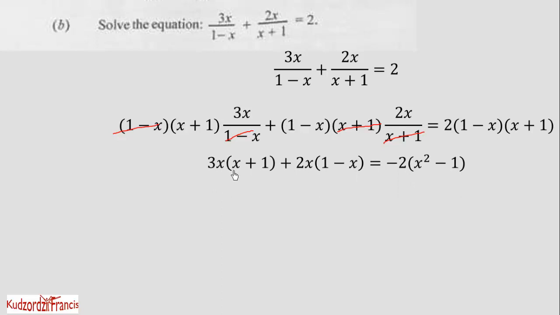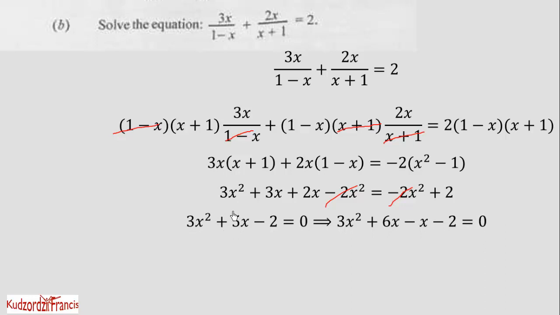Now the next thing we do is to expand. So when we expand, we get 3x squared plus 3x, then we have 2x minus 2x squared. Then this time I factored negative 1 out of this. I will get x minus 1, x plus 1, which is like a difference of two squares, which is x squared minus 1. Then you expand to get negative 2x squared plus 2. So this will get rid of this. Then the next thing we do now is to group like terms and write in standard quadratic form to get 3x squared plus 5x minus 2, which is equal to 0.